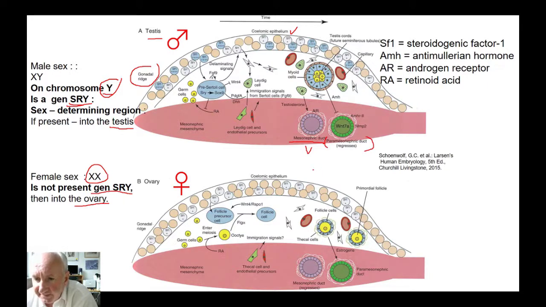You see here the Wolffian duct, very important for the male, and the Müllerian duct not important in the male. The paramesonephric duct will disappear. Opposite in the female: the mesonephric duct is not important, but very important is the Müllerian duct, the paramesonephric duct.